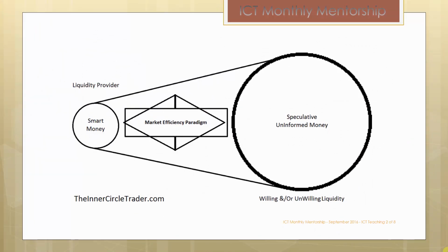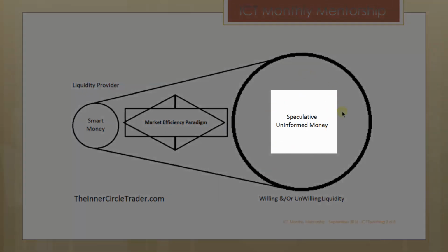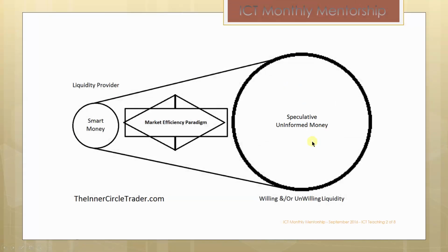Okay, folks, we are in the second teaching of a series of 8 for the month of September 2016. And you've seen this before, but I just want to bring this up to you one more time. This is the market efficiency paradigm. What this generally is depicting is that we, as new traders, are collectively part of this larger whole over here of uninformed money. And whether we acknowledge it or believe it or not, we will invariably come in contact with the understanding that there is a smart money group of traders out there.